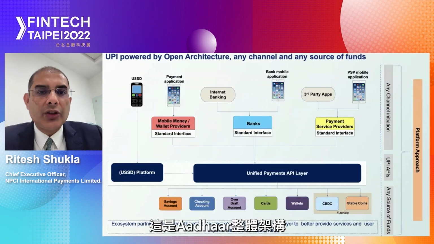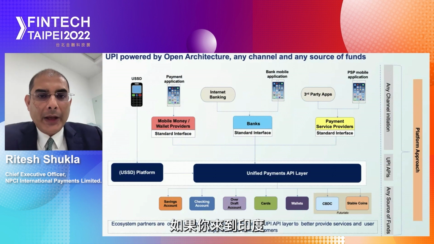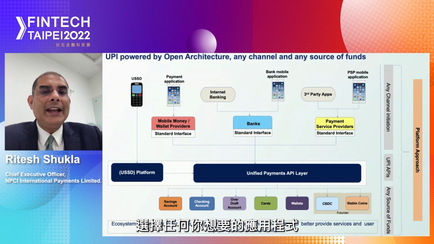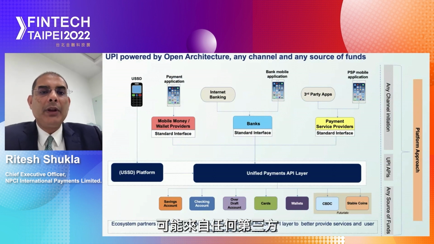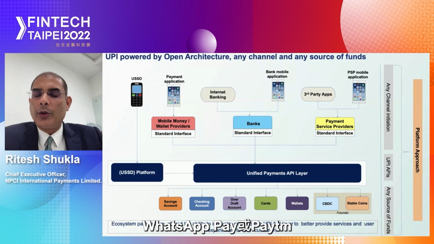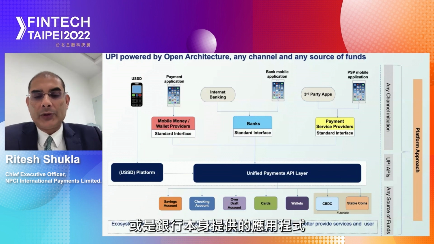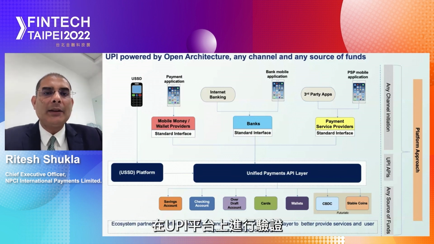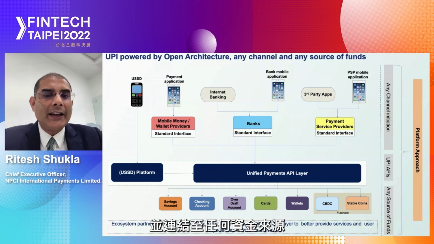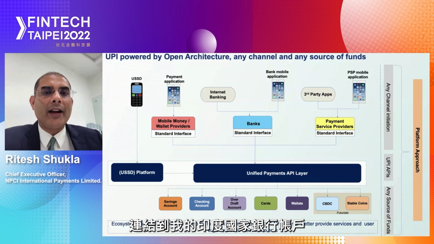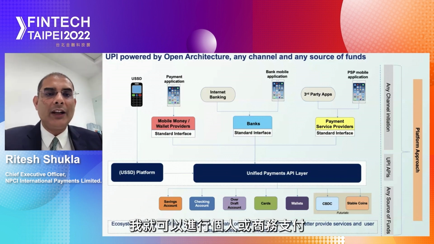So, if you look at the architecture of UPI, and if you happen to be in India, all you have to do is go to a Google or an Apple store and download any app of your choice. Now, this app can be from a third-party player like Google Pay or Amazon Pay or WhatsApp Pay or Paytm, or it can be a bank-provided app as well, like Citi Mobile, ICICI Mobile, SBI. Now, once you have downloaded the app, UPI as a platform, the consumer will use to authenticate himself or herself and connect it to any funding source in the country. So I may be using a Citi Mobile app connected to my State Bank of India bank account, and I can start doing my P2P as well as P2M transactions.